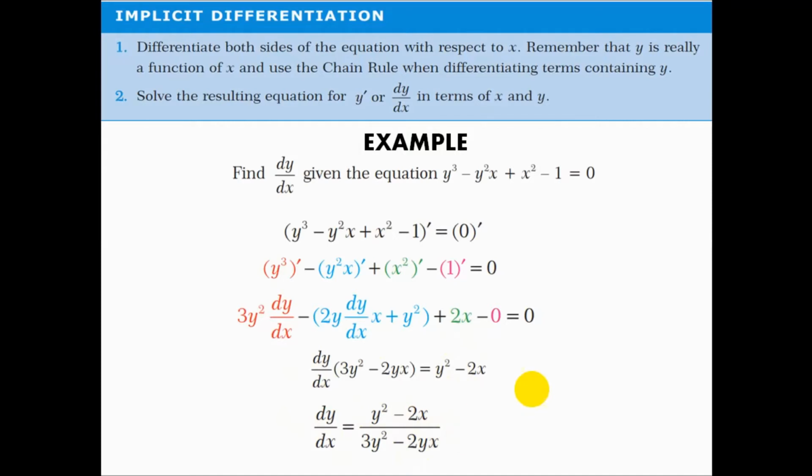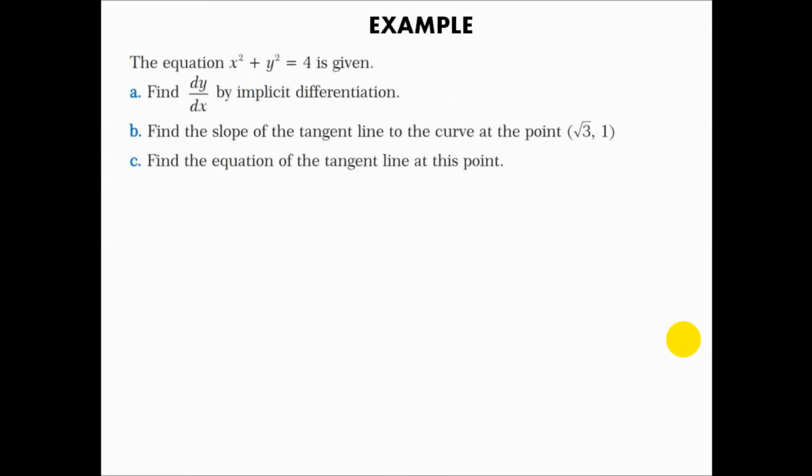I hope you understand. Okay, let's see another example. The equation x squared plus y squared equals 4 is given. Here we have three parts. First, find dy over dx by implicit differentiation. Second, find the slope of the tangent line to the curve at the point (square root of 3, 1). And the last is to find the equation of the tangent line at this point.